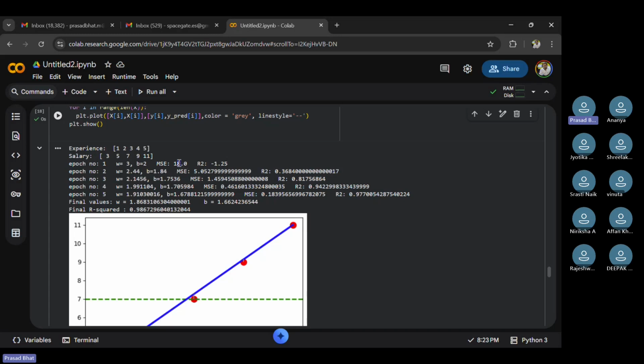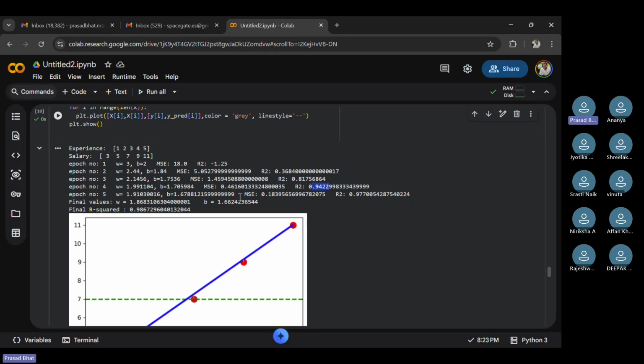Look at the MSE, it is declining. From 18 it came down to 5, and now it has reached 1.459, right? It is trying to reach the valley point where MSE becomes almost zero. This is its objective. And R square, from 0.362, increased to 0.81. It has improved, right? Look at epoch number 4. From 2.1456, now W has reduced to 1.99, B 1.70, right? And then MSE was 0.46 and R square was 0.94.